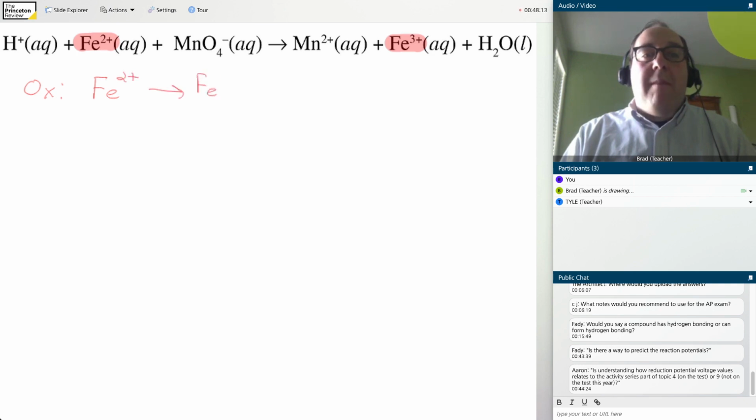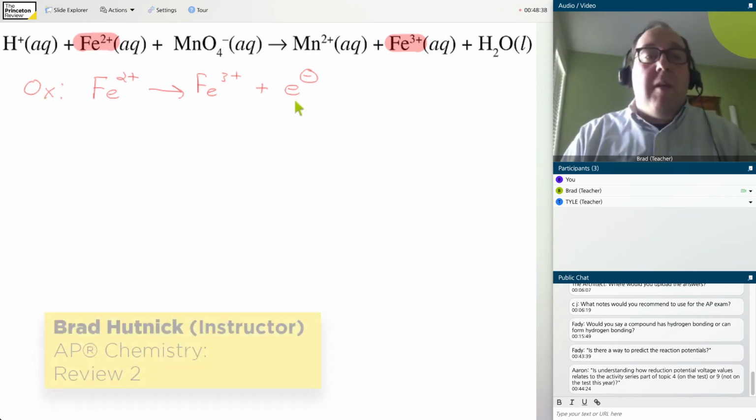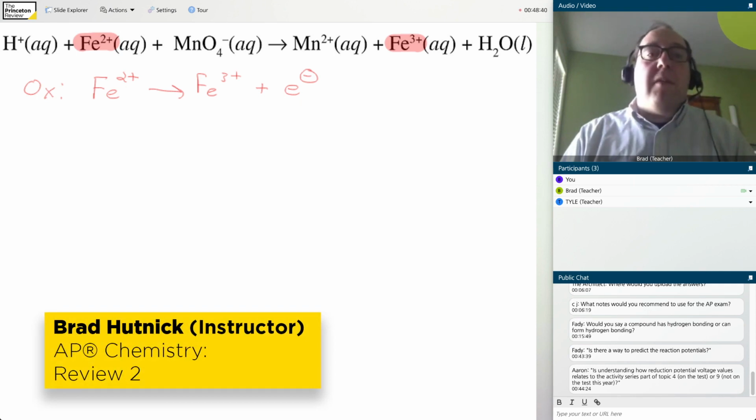Now the atoms are balanced here, right? One iron is one iron, but the charges are not. The charge here is +2, the charge here is +3. In order to balance out those charges, I'm going to have to add an electron to the right-hand side, because now the charge is +3 minus 1, which equals +2. Whenever you're writing these half reactions, you always have to have electrons in there. If it's an oxidation reaction, electrons are going to be your product. In a reduction reaction, electrons are going to be your starting materials. So that's our oxidation reaction in red.